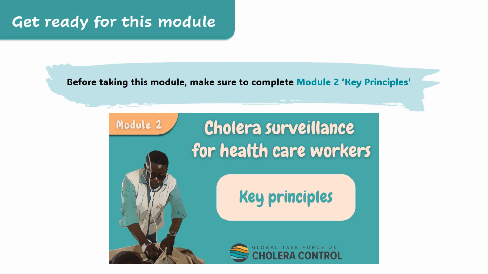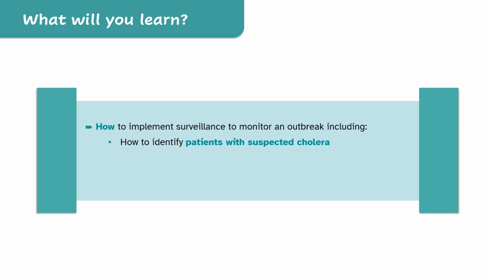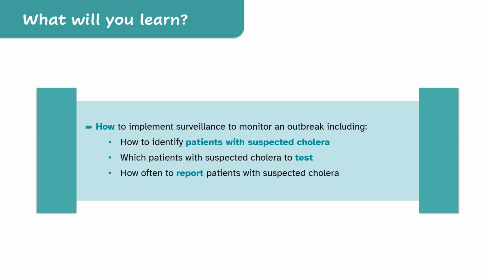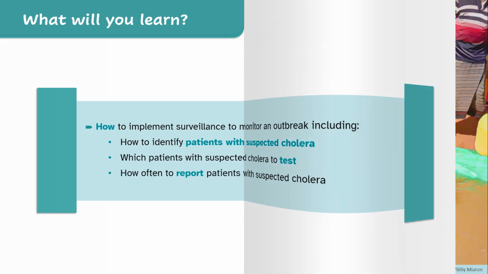These principles always apply. Therefore, if you have not yet already done so, we encourage you to take Module 2 of this course before taking this module. After completing this module, you will know how to implement surveillance to monitor a cholera outbreak, including how to identify patients with suspected cholera, which patients with suspected cholera to test, and how often to report patients with suspected cholera.